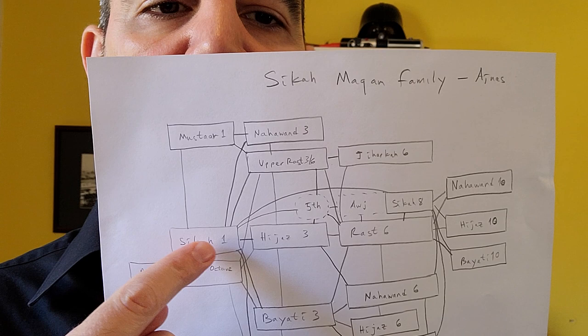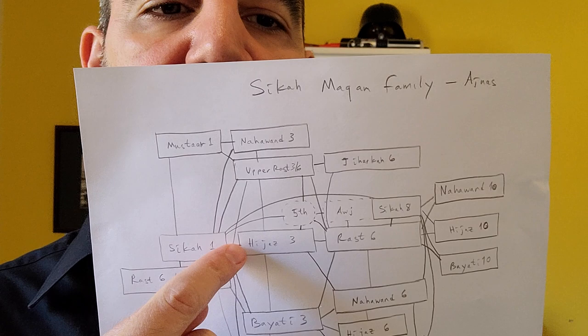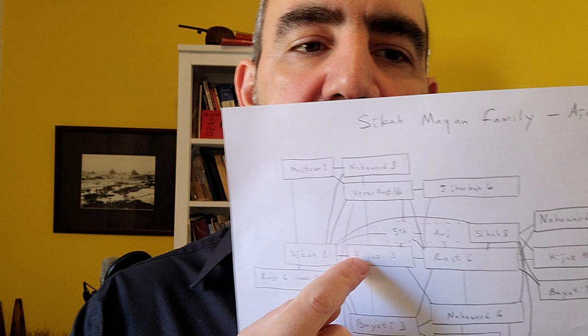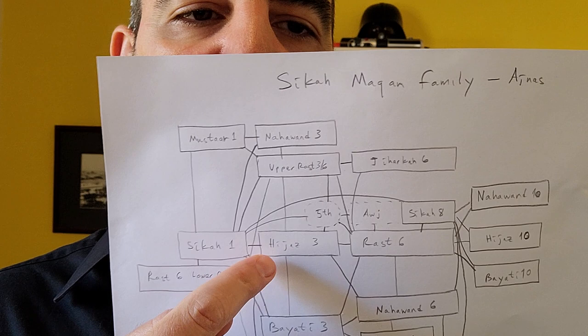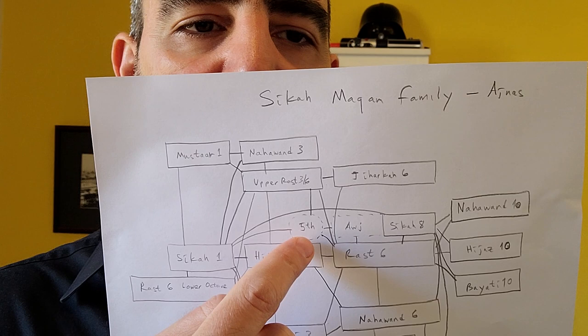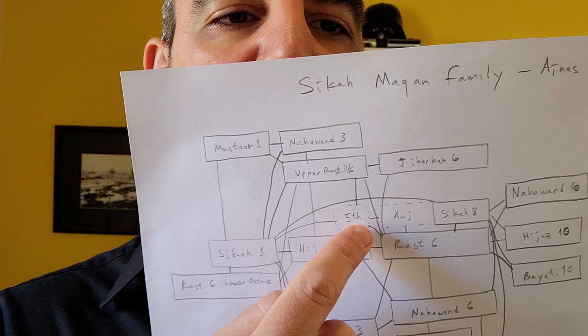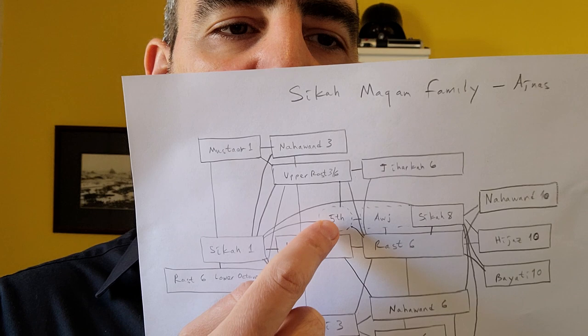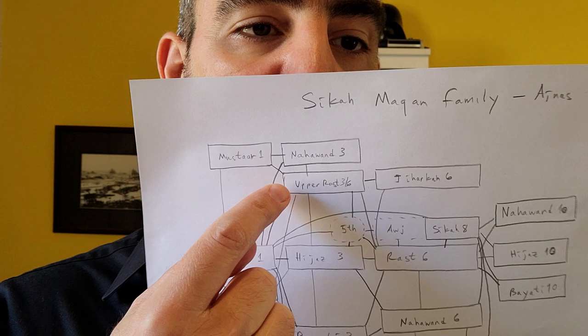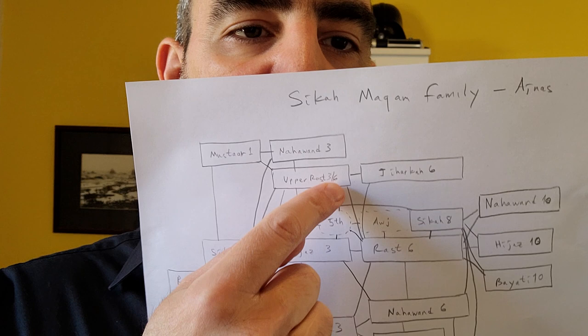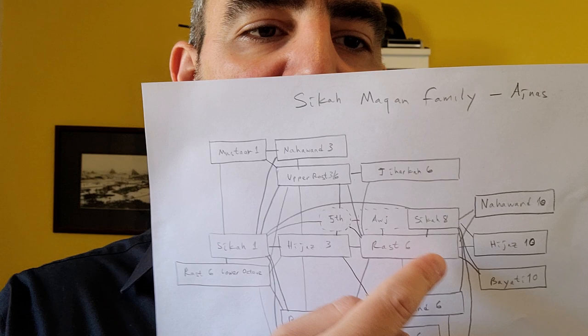Yanin. Hijaz, Sikah, Yanin, fifth scale degree. I'm using the upper rust. 6, 5, 4, 5, 6. 6, 7, 8, 7, 6. Rust.